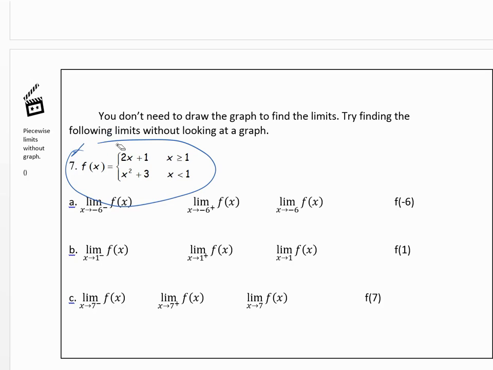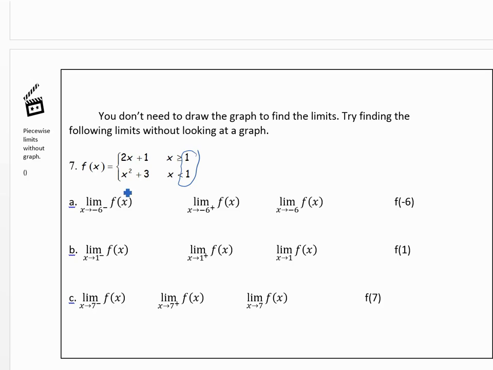And the key thing to think about here is the point at which it's changing, where we're going to have to be careful, which is when a is equal to 1. Otherwise, since these are just polynomials, we'll plug it into where you would evaluate the function.